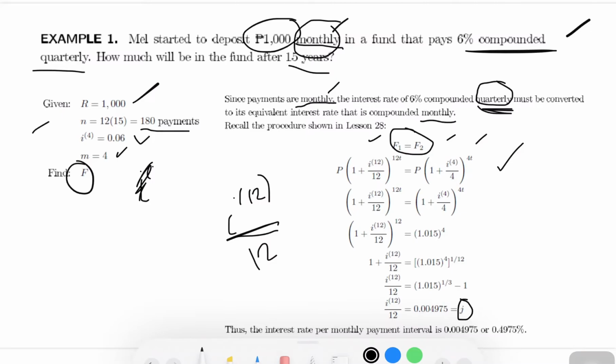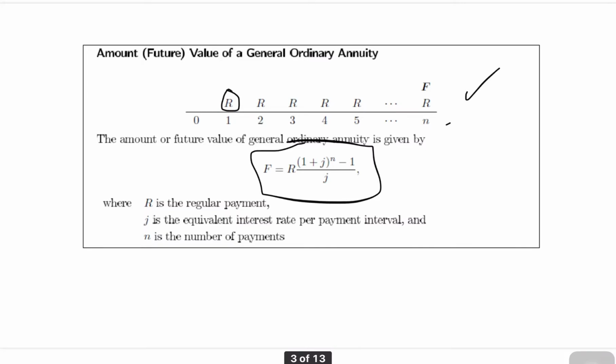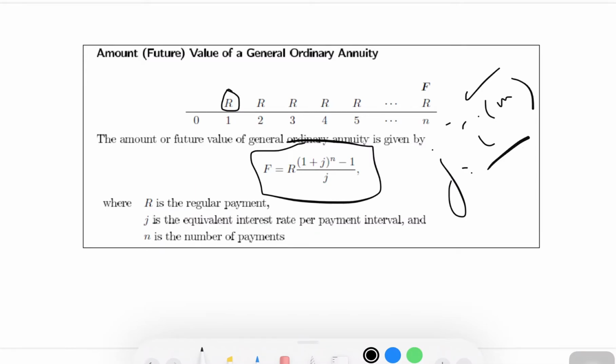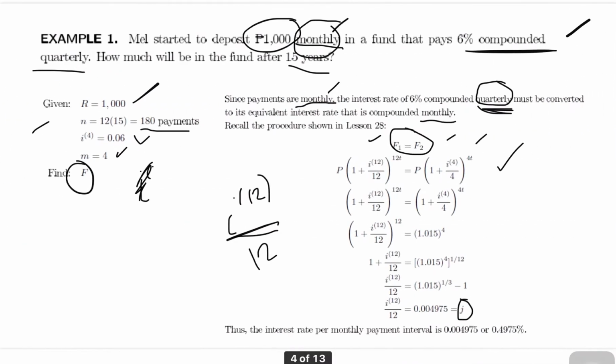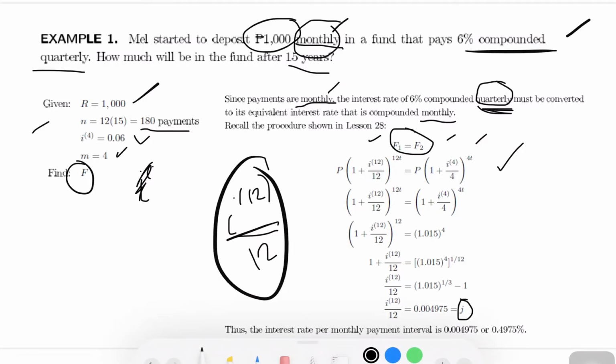For the computation, since our formula is in terms of j, remember that j is equal to i^(m) over m. That is why we need to find i^(12) over 12. So substitute this into the formula: F1 is equivalent to this formula and F2 is this one. Divide both sides by P so they cancel.